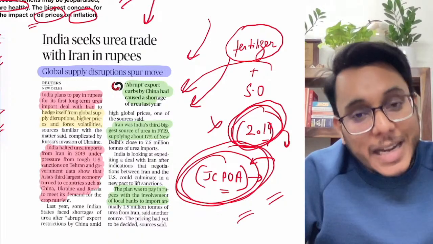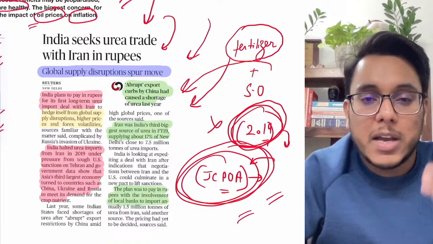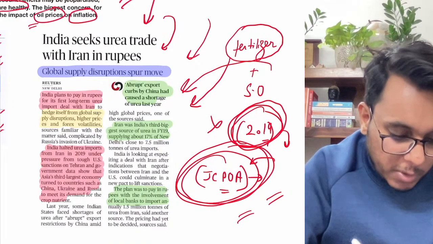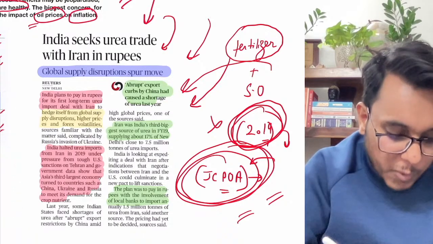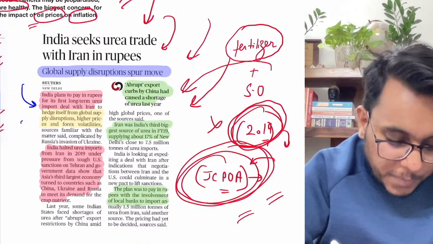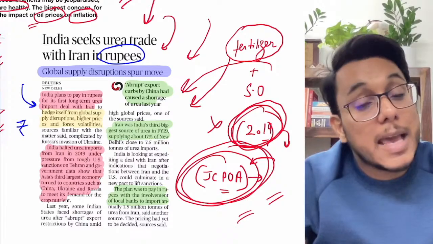So India also came under pressure, and after 2019 we stopped importing a lot of urea from Iran. Now India is again thinking to start the import of urea from Iran. Clear? And guys, this particular thing we will be doing on favorable terms. When we buy the urea from Iran, we will be paying the money in rupees. Is it clear? Now paying in rupees will help us a lot.